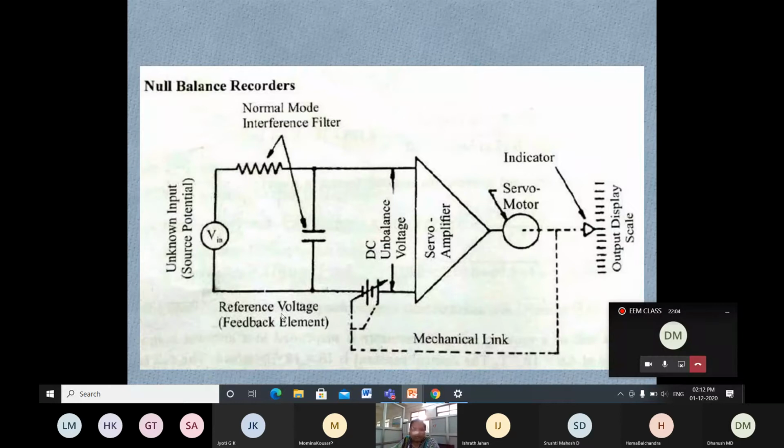For that reason, based on the reference voltage, if it is 2 starting, it will be given as 5. Comparing that, if it is not equal, it's not going to be displayed. Again it is decreasing, 5 to 4, then 3, then 2. When both are equal, then the output is going to be displayed. That is what a null balance recorder is: comparing the reference with the unknown input, and based on that, we record the output value.